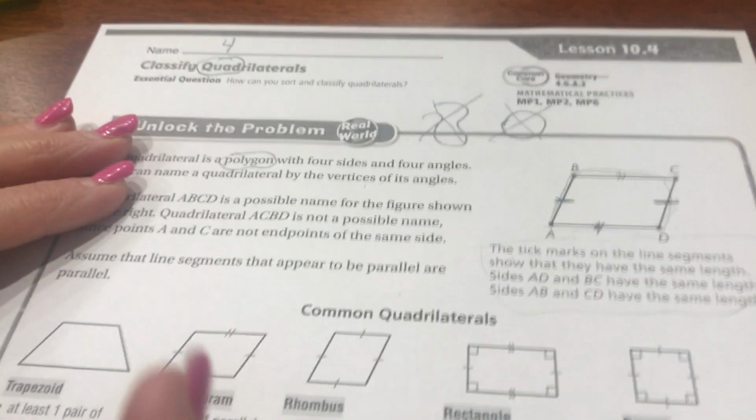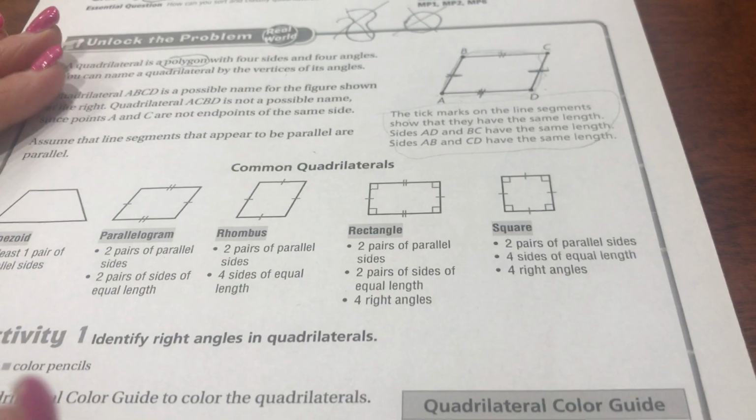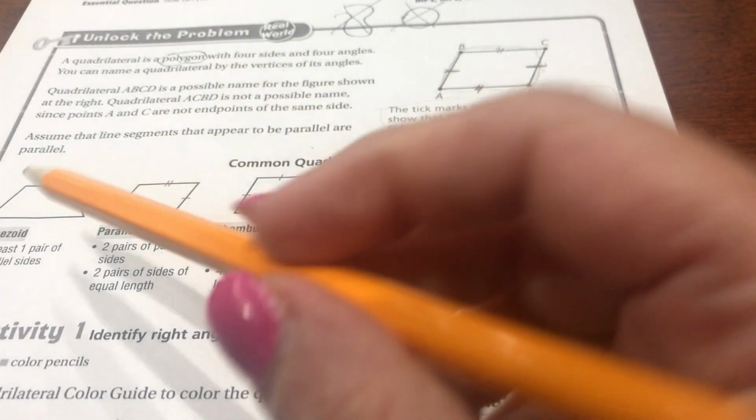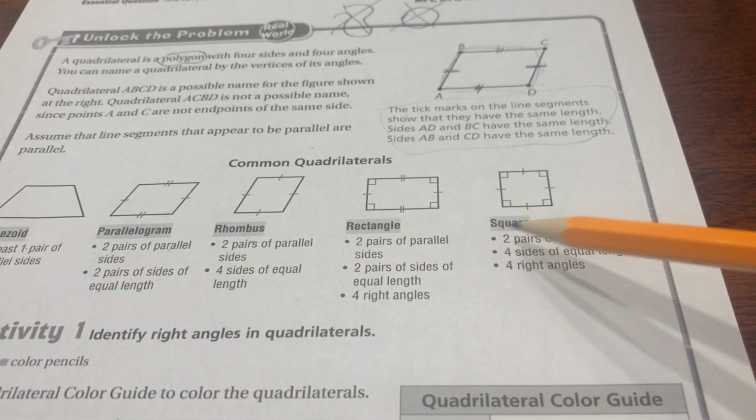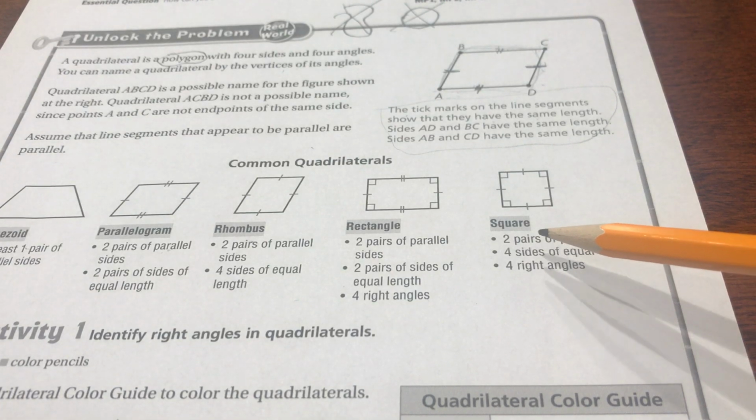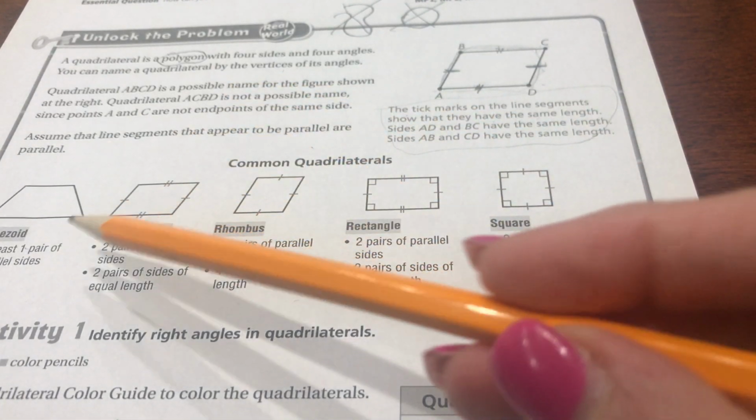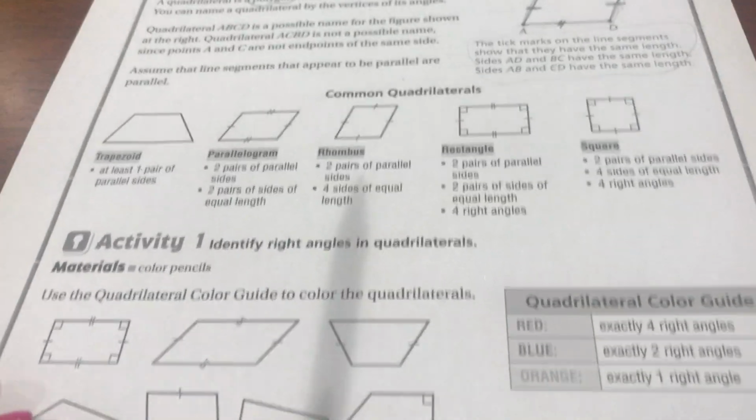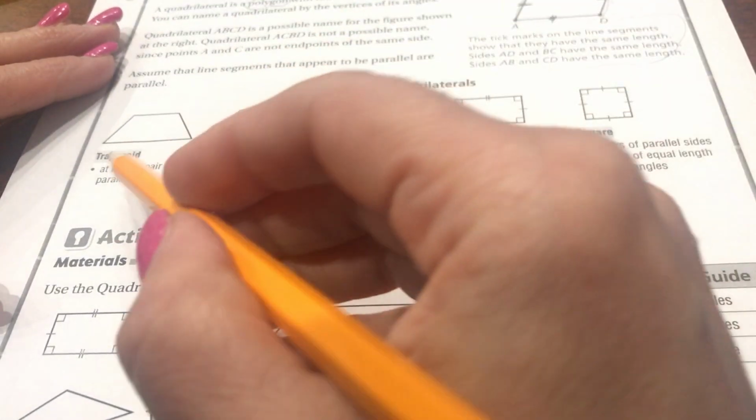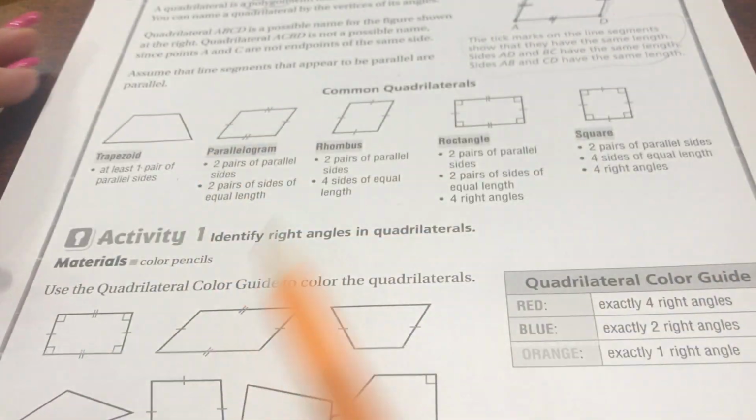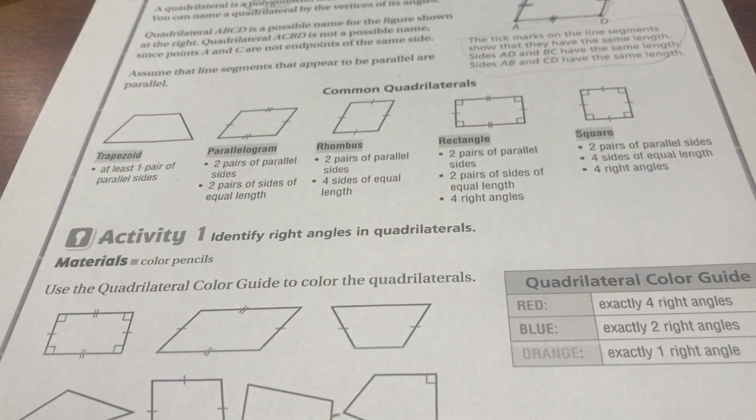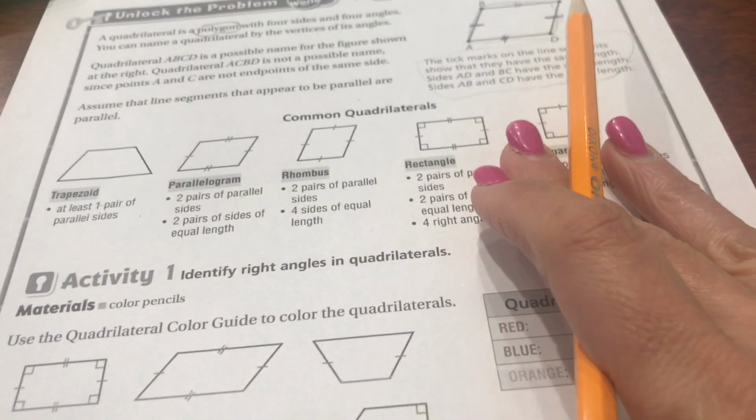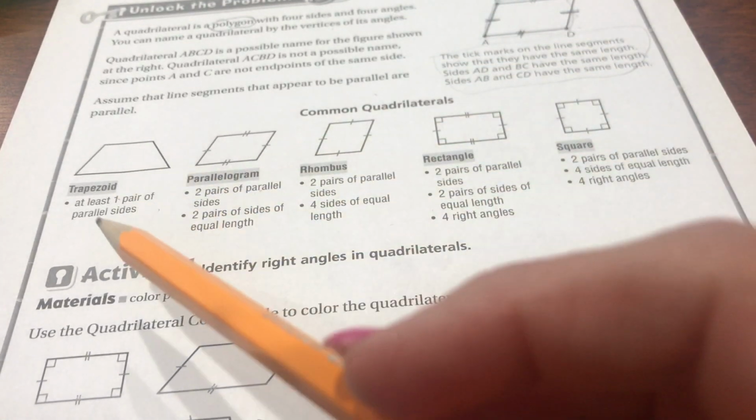All right, so now let's look down here on common quadrilaterals. So these are the five most common quads. The first one is a trapezoid, and a trapezoid has at least one pair of parallel sides, and I'm going to say at least. That's pretty important for GoMath, because the mathematicians that put GoMath together, that's their definition of a trapezoid.